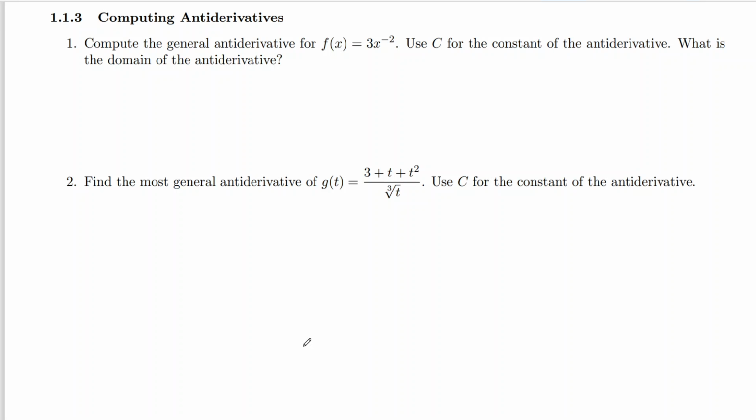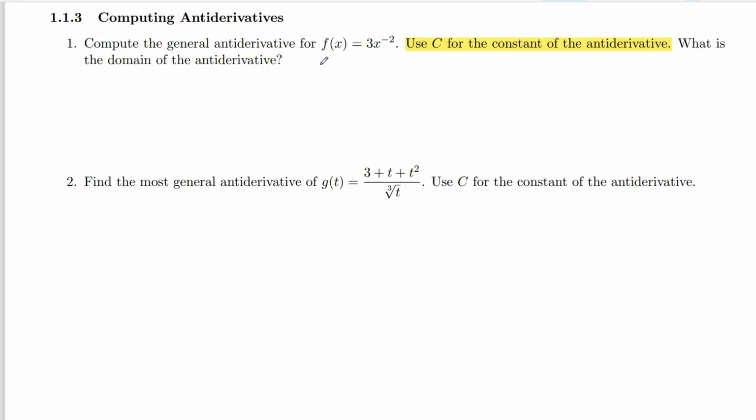Welcome back, everyone. In this video, I'll be continuing the lecture on antiderivatives. Now, in the last video, we talked about what an antiderivative is. We know a little bit about the constant of the antiderivative, and we'll see how to actually use it in this problem. And we talked about how we actually know a lot of formulas for antiderivatives already, and that's because we know a lot of formulas for derivatives and we just do it in reverse.